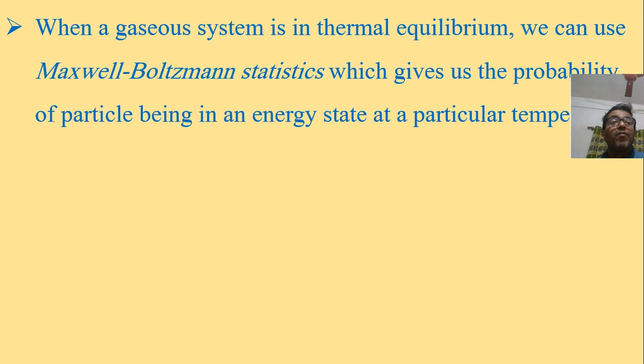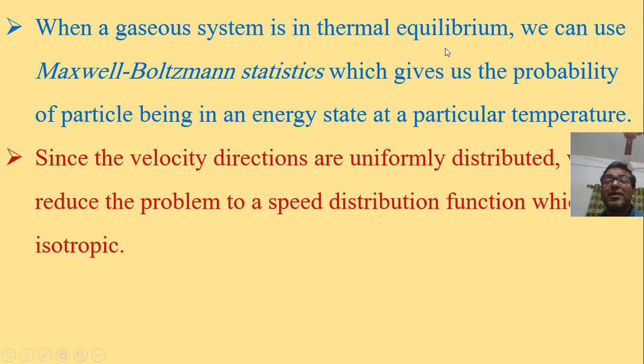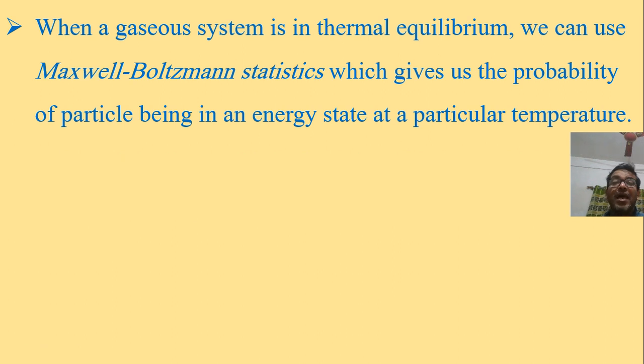So now we have the information that when a gaseous system is in thermal equilibrium, we can use Maxwell-Boltzmann statistics, which gives us the probability of a particle being in an energy state at a particular temperature.